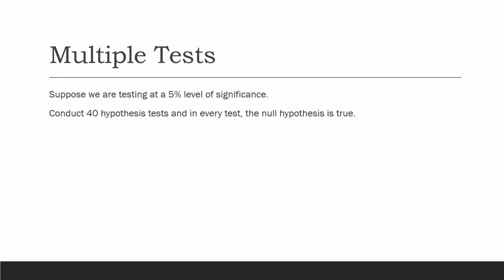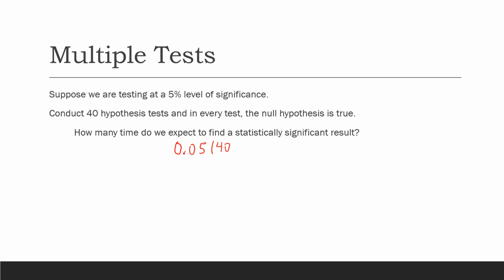So if I were, say, to conduct 40 hypothesis tests, and in every single one of them the null hypothesis were true, how many times would I expect to find a statistically significant result? Well, I'd expect that 5% of my 40 tests, or about 2 of them, would be statistically significant. And so I'd be expecting about 2 type 1 errors in that situation.